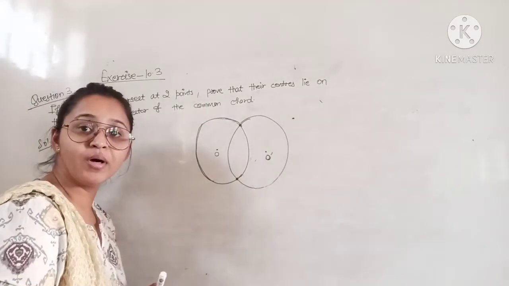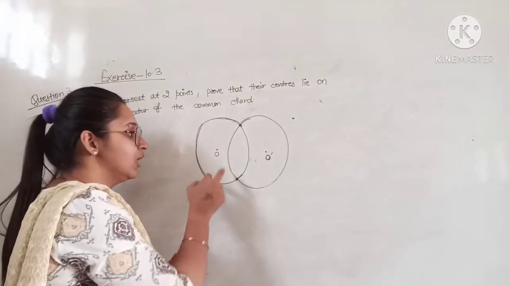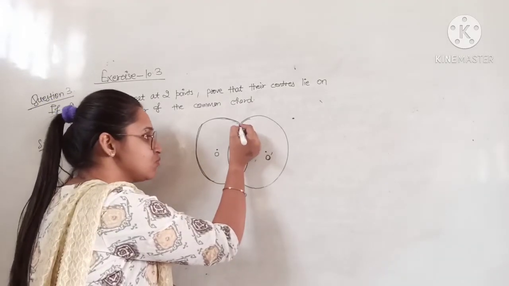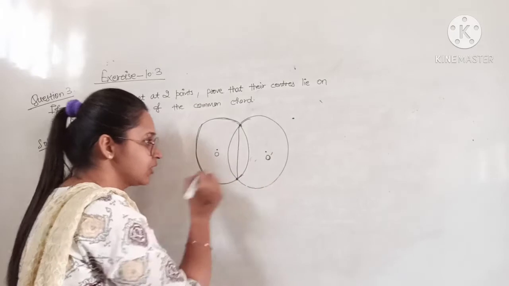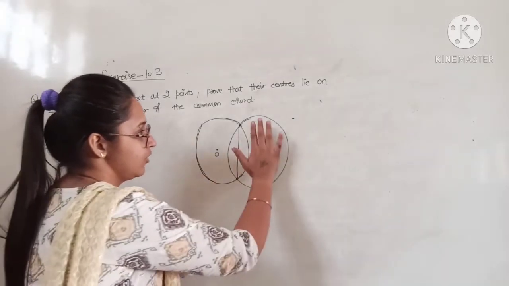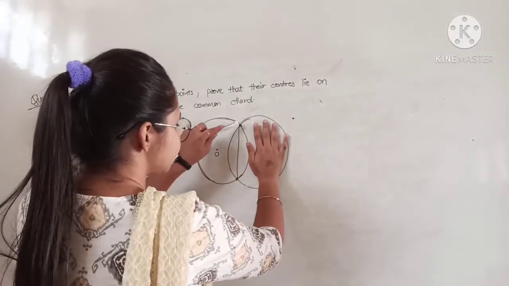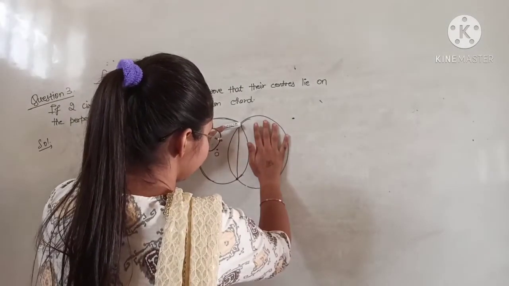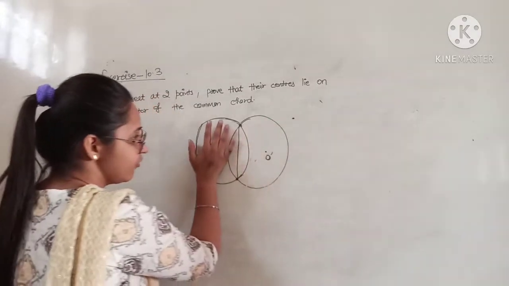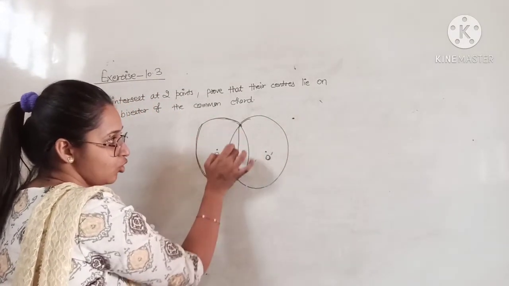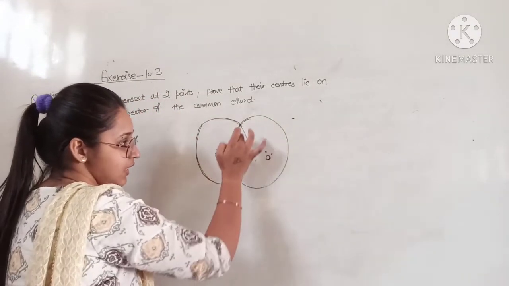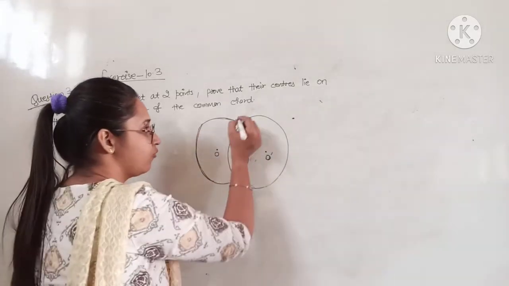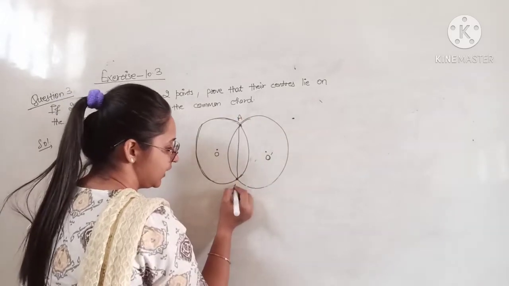But what is a common chord? Common chord means the chord that will lie in the first circle as well as in the second circle. So if I am joining these 2 points, this is the chord of the first circle because a chord is the line segment joining any 2 points. And in the same way, this line will be the chord of the second circle. It means it is the common chord of both circles. Let us name them A and B.